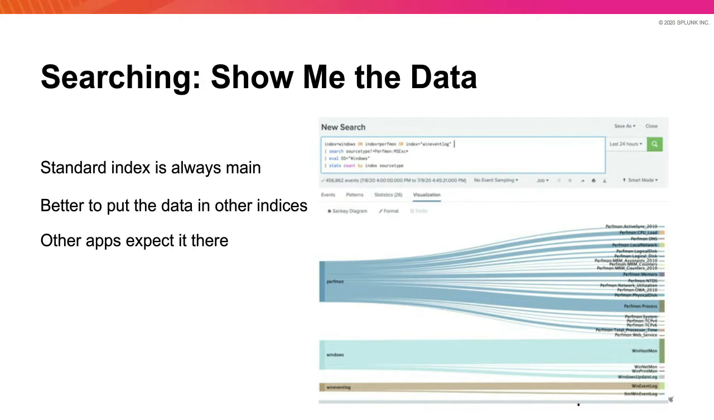This was actually part of the configuration in the first versions of the TA, but they removed it because of some cloud requirements. But it's good to know, and it's important to know, that there are apps out there that expect the data to be in other indexes, like, for example, windows. So check the docs if you come across this.